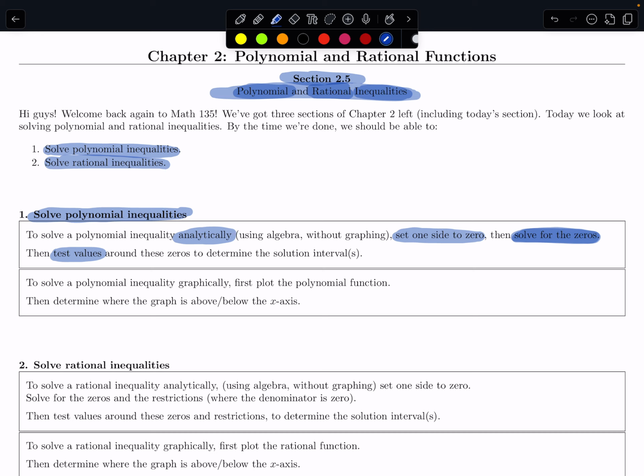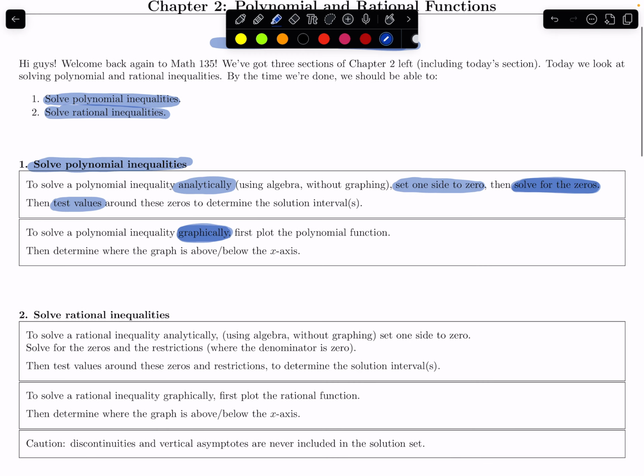Okay, the second way that we can solve a polynomial inequality is by doing it graphically, which means just graph the thing and look where it is above the x-axis and where it is below the x-axis. And since you're comparing to 0, where it's above, it's going to be where it's greater than or equal to. Where it's below, it's going to be less than or equal to. That equal comes into play if you include the x-axis itself, if you include the point where it is exactly 0.